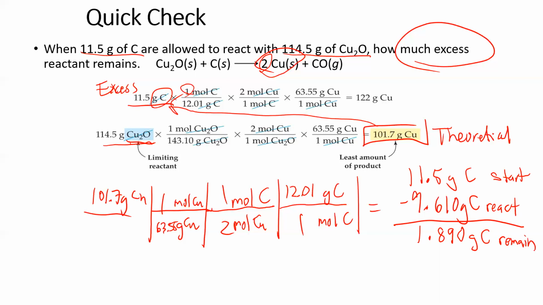But I have to follow my rules of sig figs, and I see that the 11.5 only goes to the tenths, so my final answer can only go to the tenths. I look over, I see there's a 9, I round up, so 1.9 grams of carbon remain in excess.